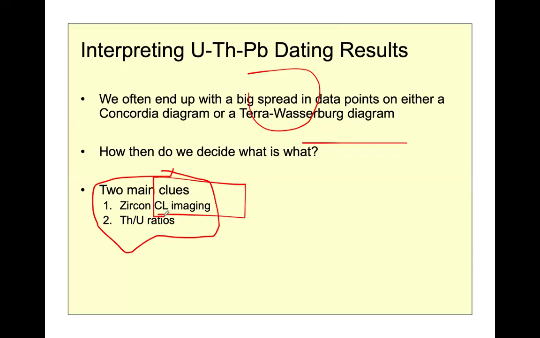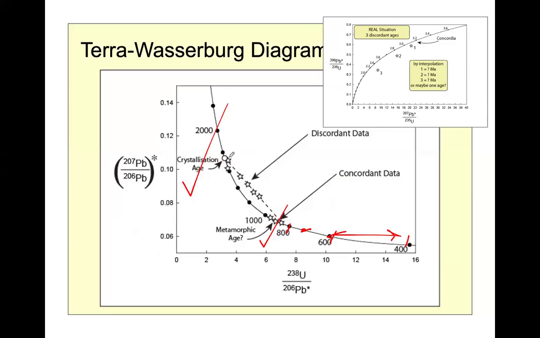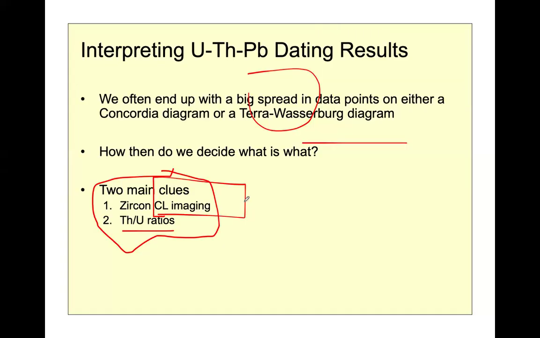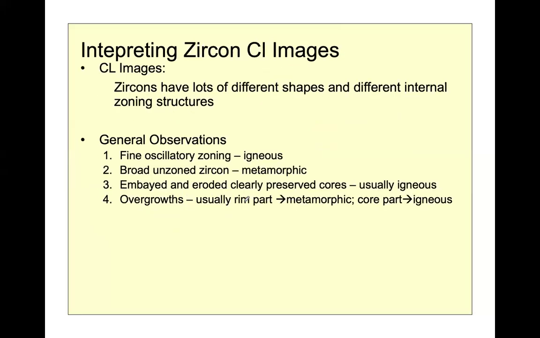CL imaging means cathodoluminescence imaging. It's a kind of machine that you can use to understand the internal structure of these minerals, in this case zircon. And also we can use thorium-uranium ratios to distinguish different generations of zircons, because although you have plots like here, you see different symbols are used. Different symbols mean different generations of zircons or whatever mineral you use. For that you have to use CL imaging or thorium-uranium ratios.